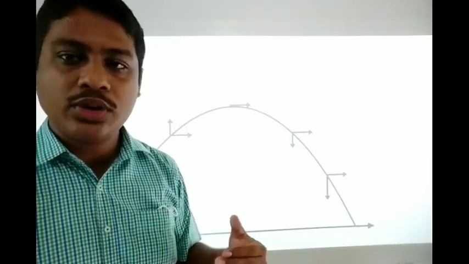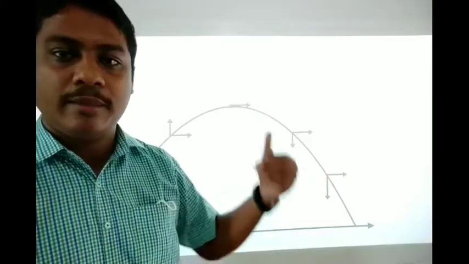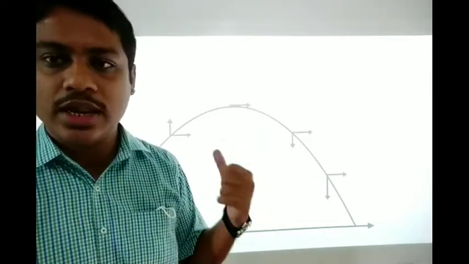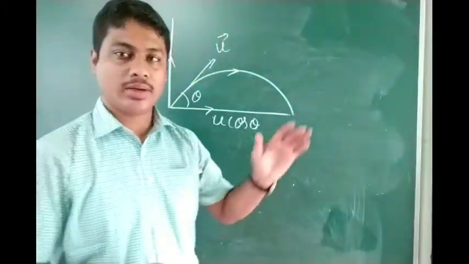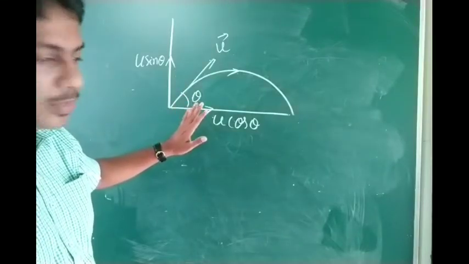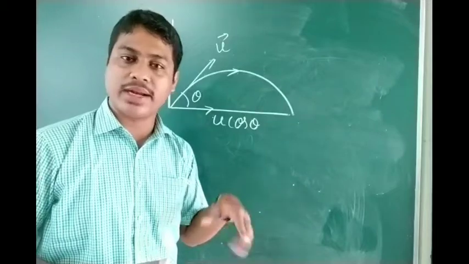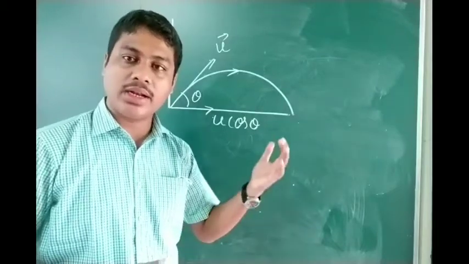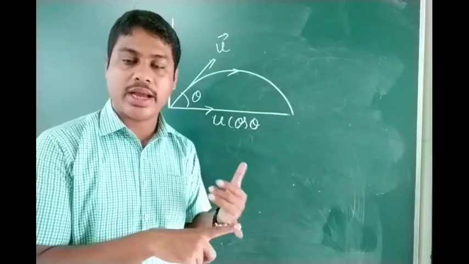Now what we need to do is find out the time of flight and the horizontal range of this projectile. So let us discuss that. We were discussing the second type of projectile. This diagram we have already done, and we have calculated that the path followed by the projectile is parabolic. We need to find out three things: the time of flight, the horizontal range and the maximum height.